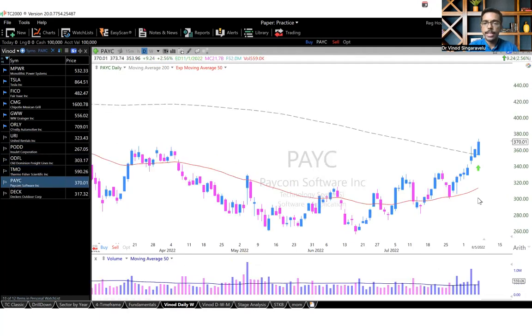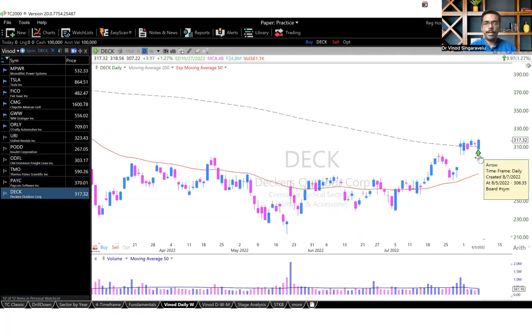Paycom, PAYC, it is following through after it reclaimed this moving average that's still declining, but it reclaimed it and is staying above that moving average. And the last one, but not necessarily the least, it's DECK, D-E-C-K. It is consolidating once it has reclaimed this 200-day moving average, and now we have this green arrow to indicate that it is acting really nicely and is above the 200-day moving average at the end of last week.